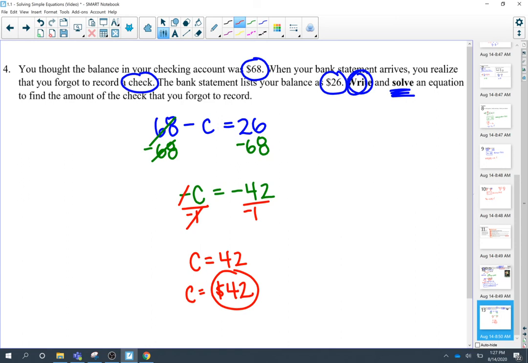Okay, now let's see if that makes sense. I thought I had $68, but I spent 42. So now my bank statement tells me that I have 26. Yeah, if you take 68 minus 42, you get 26. So whatever that check was or whatever I bought cost me $42.